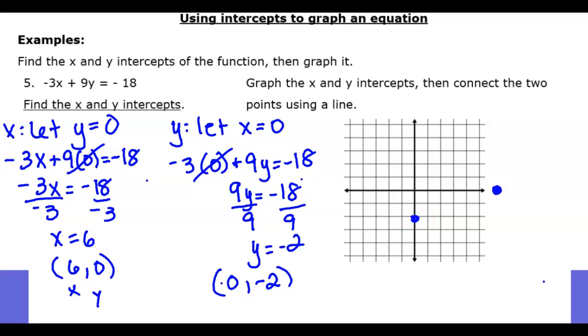Now this is important. We're making a line. We're going to connect the 2 points. We're going to go a little bit further, okay? And we're going to add arrows on either end because a line will continue on and on forever, okay? So there's our first line.